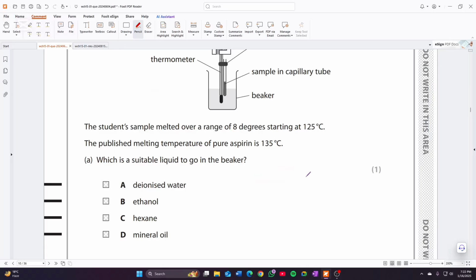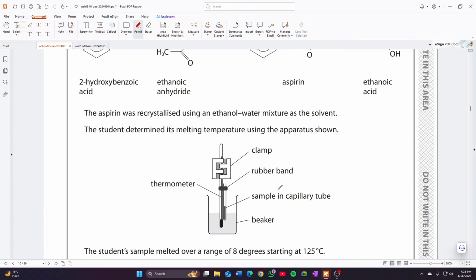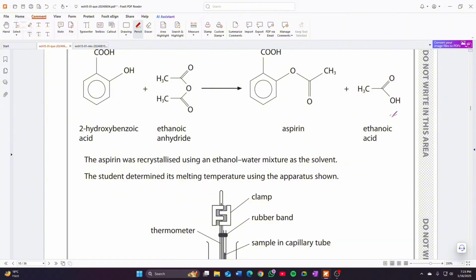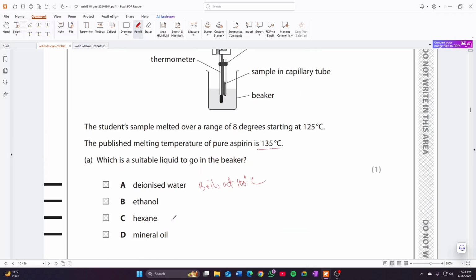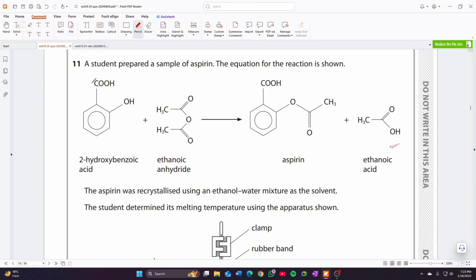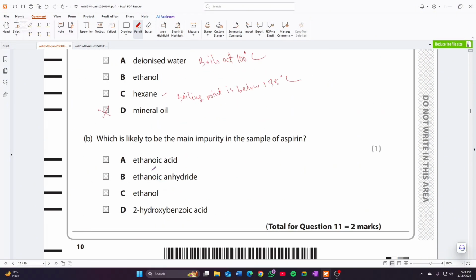So what is the suitable liquid that can go in the beaker? Is it deionized water? See, water boils at 100 degrees Celsius, and here the melting temperature is 135. That means we cannot use water. Ethanol, we can't use, because one of the products is ethanoic acid, and ethanol will react with ethanoic acid to form an ester. We cannot use hexane either, because the boiling point of hexane is below 135 degrees Celsius. Therefore, the only thing left is mineral oil. Mineral oil does not react with any of the products shown or even the reactants. Therefore, we can easily use mineral oil.